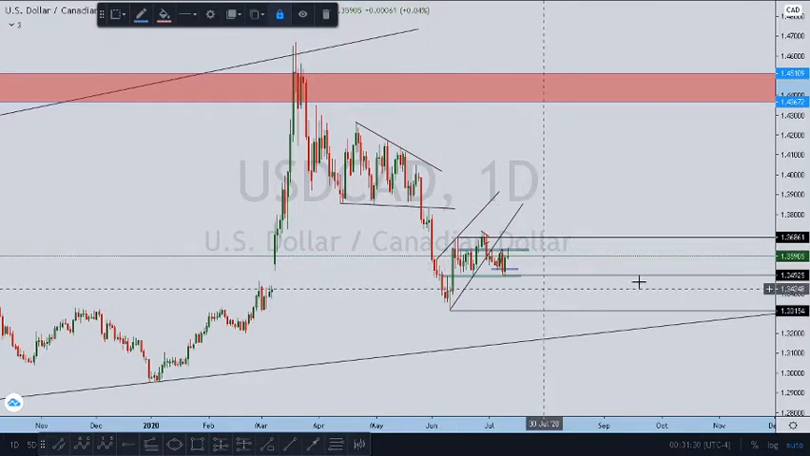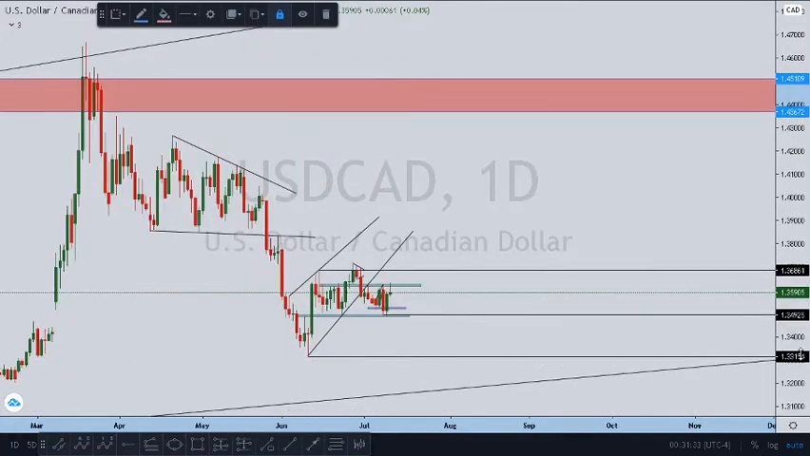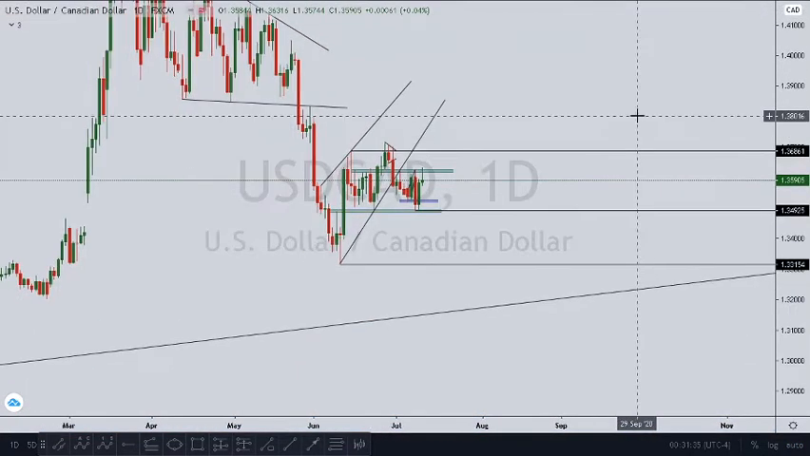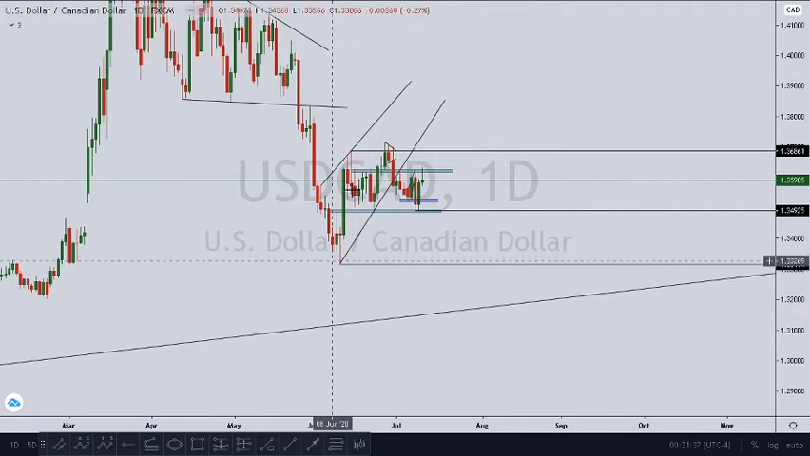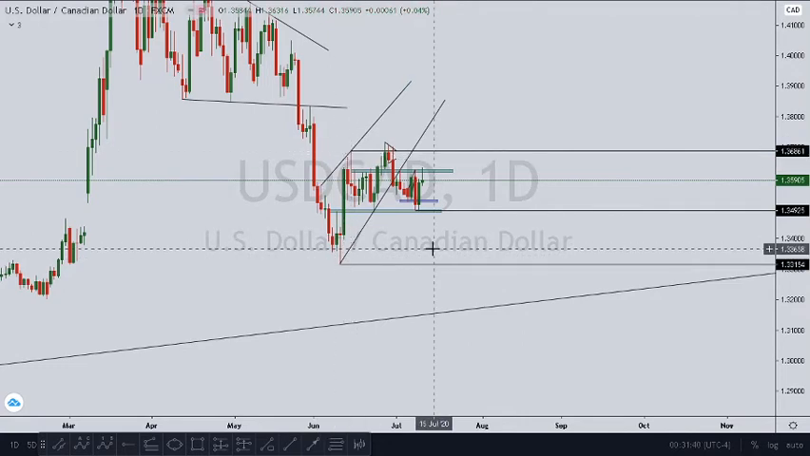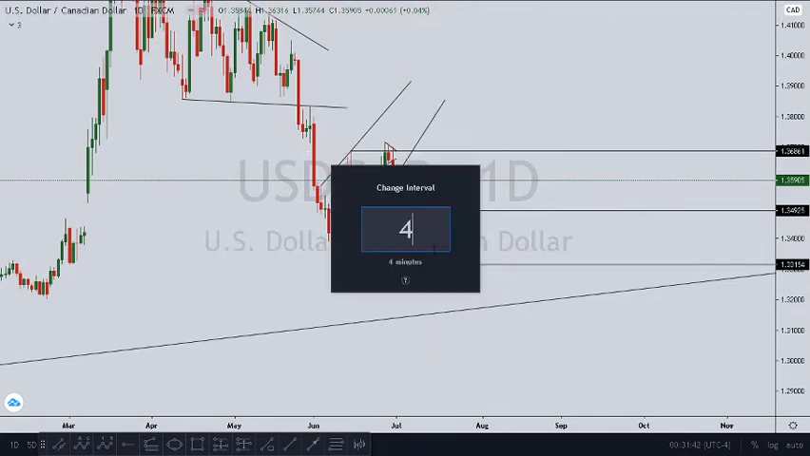Resistance is hit, price started to move down, found a new low. We mark that with the horizontal array tool. Remember, it's the same thing we're doing over and over again. Price came, found a new high. Let's go to the 4-hour time frame for more clarity.